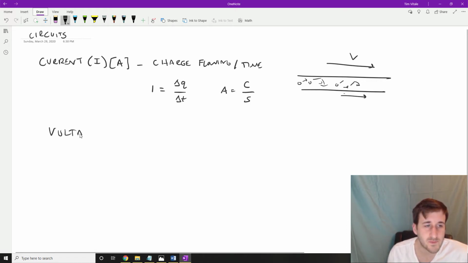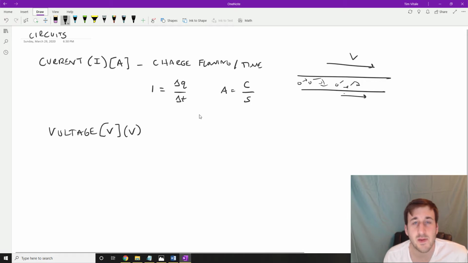Voltage is capital V. I did that backwards, but the variable for voltage is V. The units for voltage is volts, V. So it's pretty simple. We actually already talked about voltage for a while, so you should kind of know what that means.